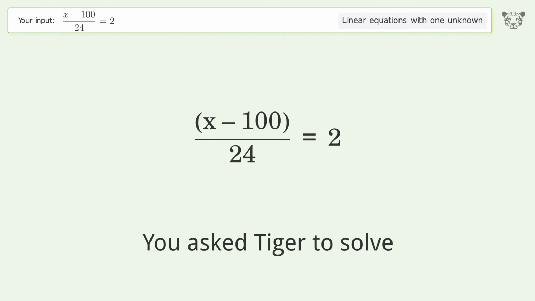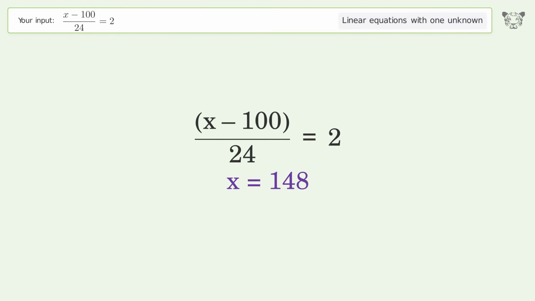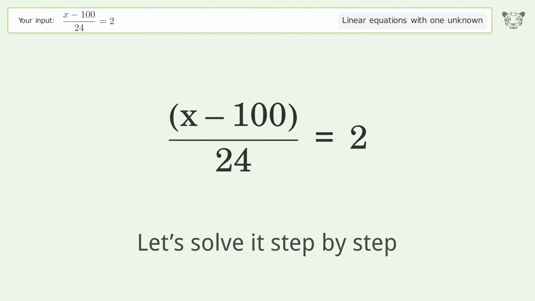You ask Tiger to solve. This deals with linear equations with one unknown. The final result is x equals 148. Let's solve it step by step.